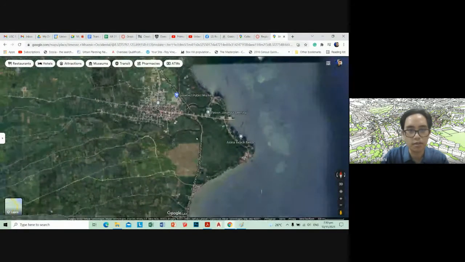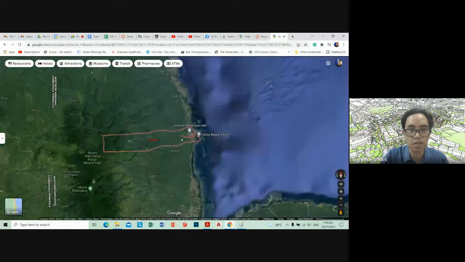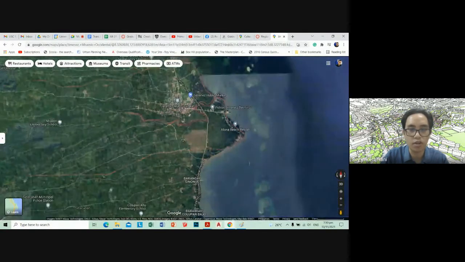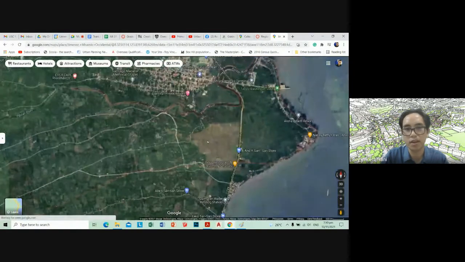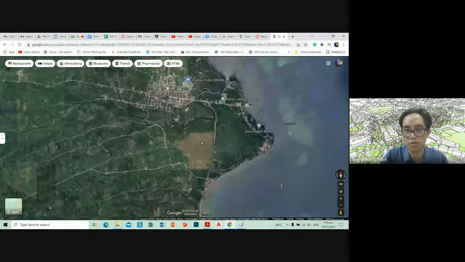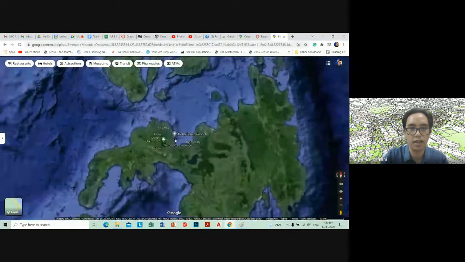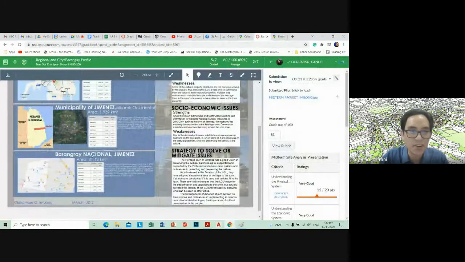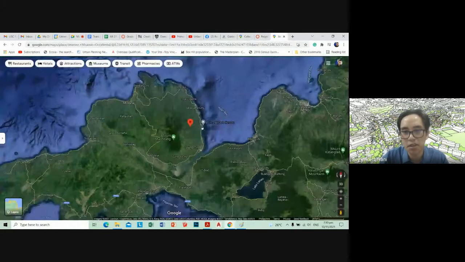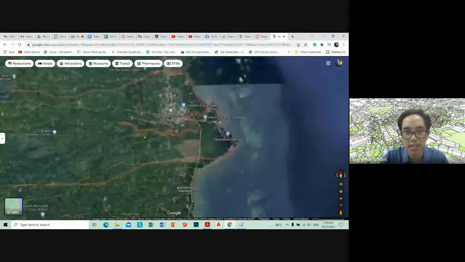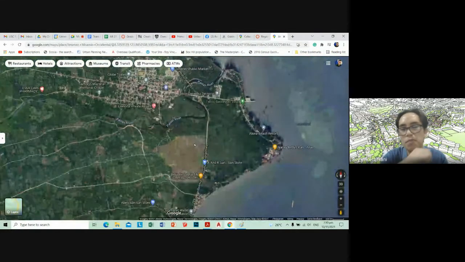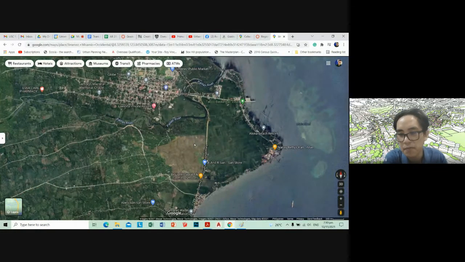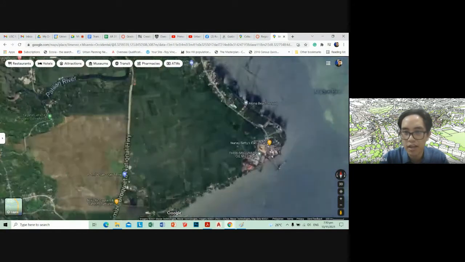So maybe your municipality, Jimenez, could be one of the food producers, or if it's not already, not just for Region 10, but probably the whole country as well. So preserving that agricultural land, I think, would be a number one goal in local comprehensive land use plans or policy. And then you have some developments over here.